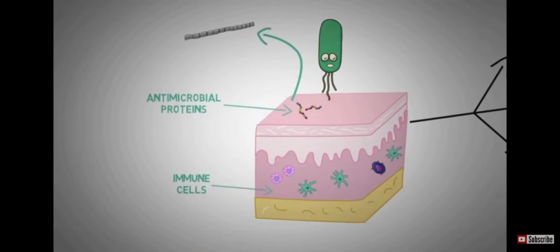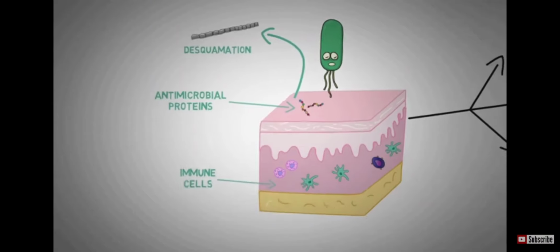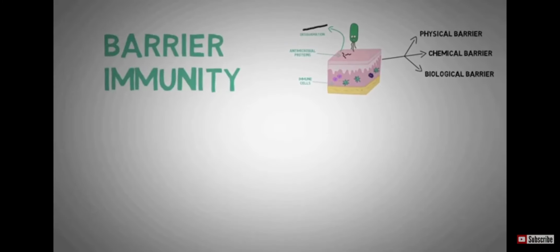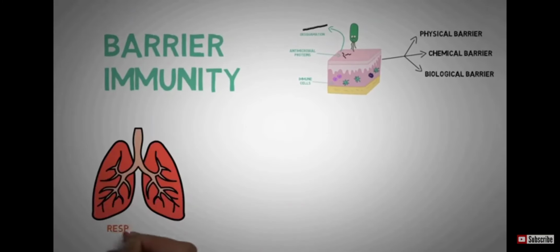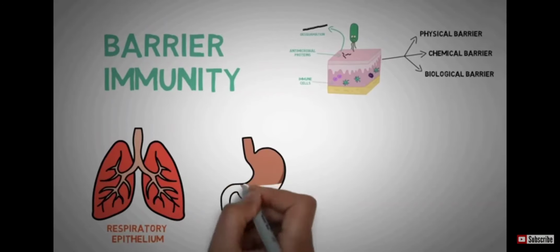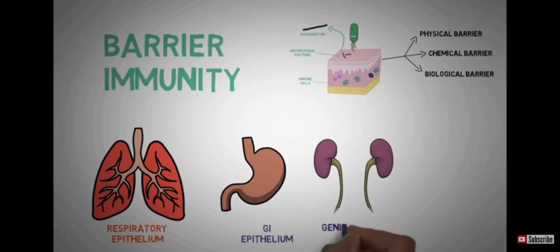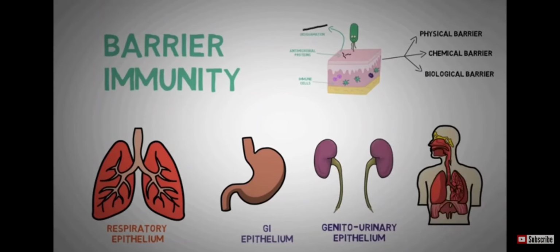Shedding of skin epithelium, also known as desquamation, helps to remove bacteria and other infectious agents that may have adhered to the skin surface. Similar types of barrier immunity is also provided by many other surfaces present inside our body, including the surface lining of our respiratory system, the gastrointestinal system, the genitourinary system, and the surface lining of our nose and pharynx. All these types of surfaces provide a physical barrier that prevents the attack from pathogens, and they also provide various types of chemical antimicrobials which try to stop the invading pathogens at a very early stage.